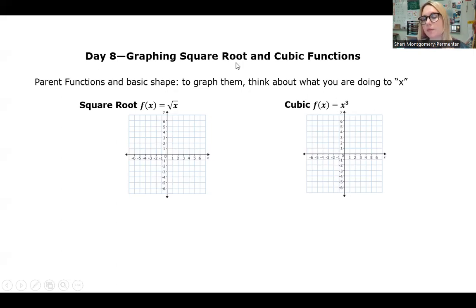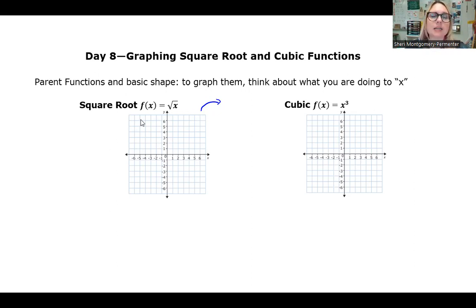The way that I remember the basic shape of a square root is that it kind of looks like the symbol of a square root. That's the shape of a square root.